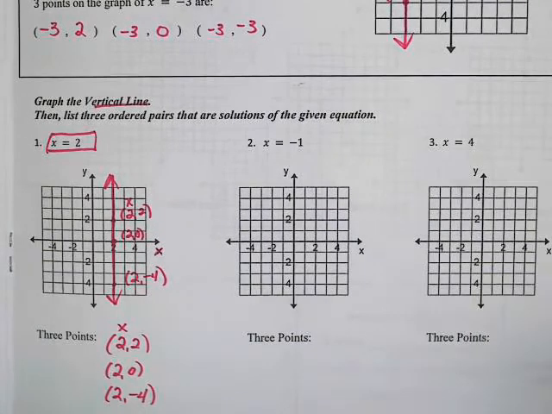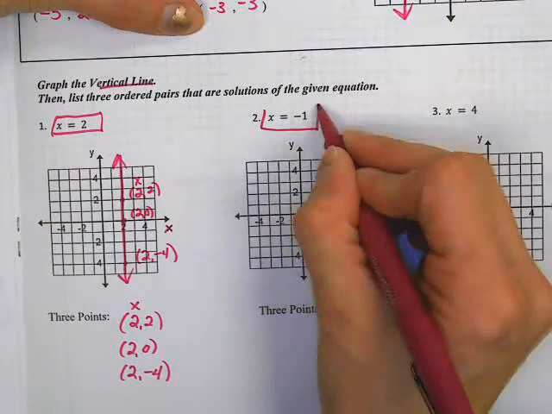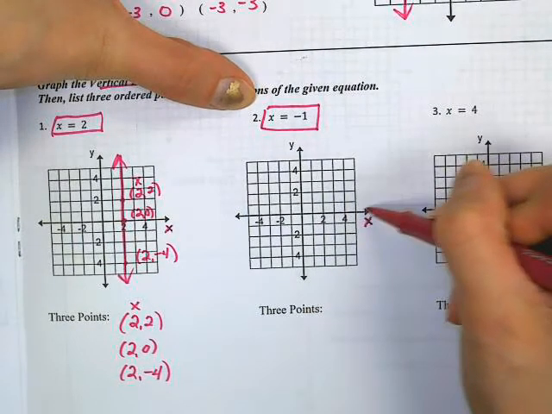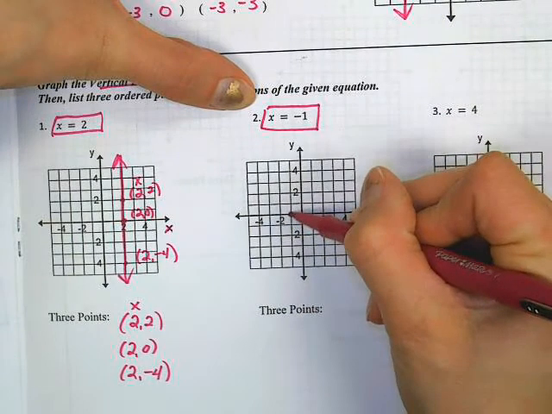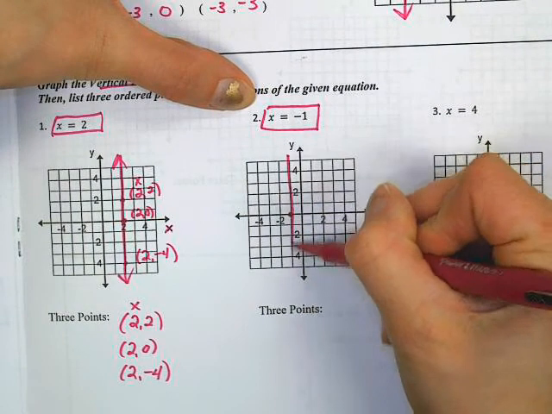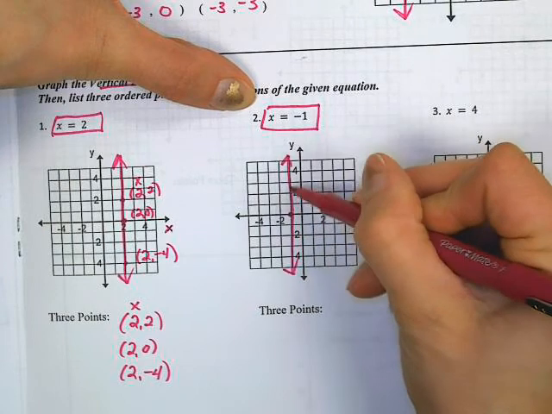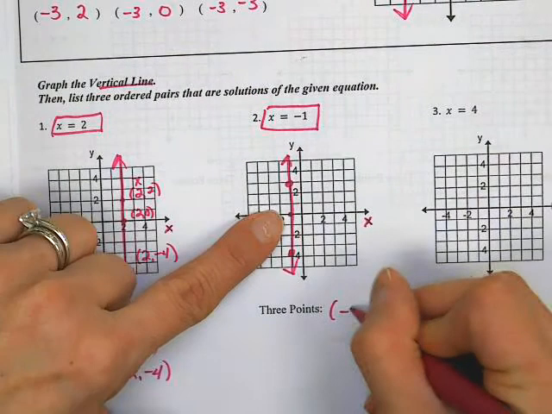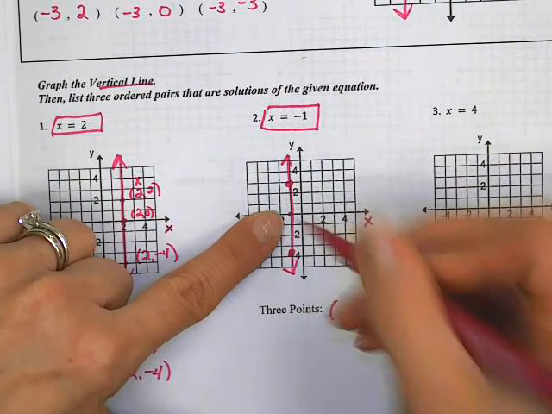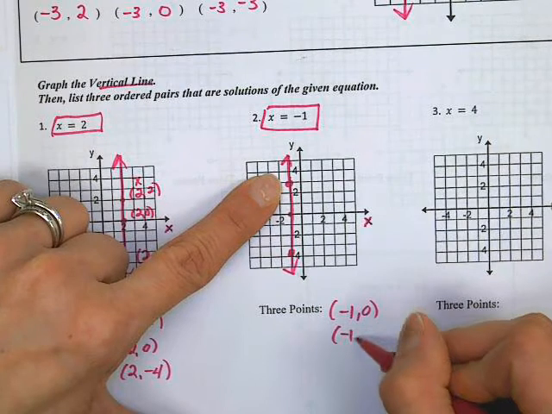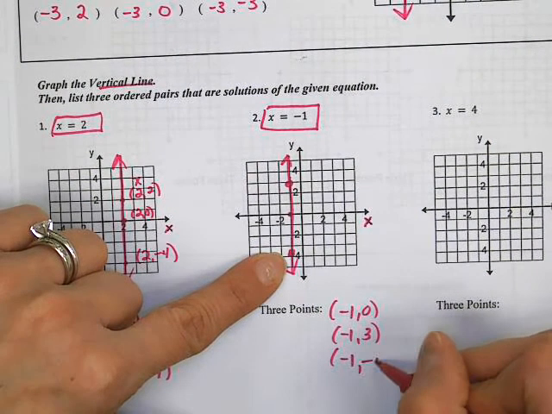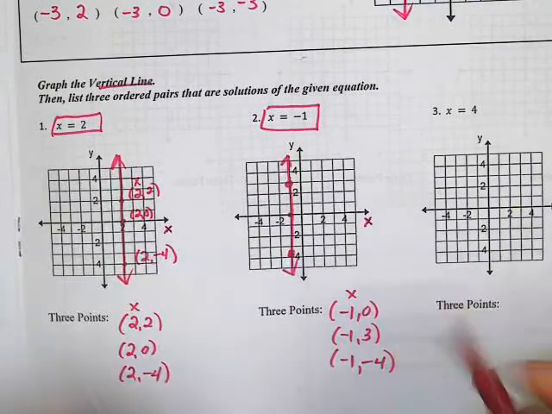All right, how about this next equation here? We have x equals -1. So we have to do a vertical line. Here's the x-axis. I'm going to go to -1, and I'm going to draw a vertical line. So here's a bunch of points. We have -1, 0. We have -1, 3. This is the point -1, -4. All of the x's are -1.